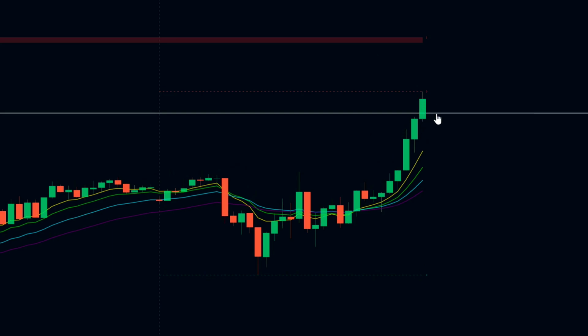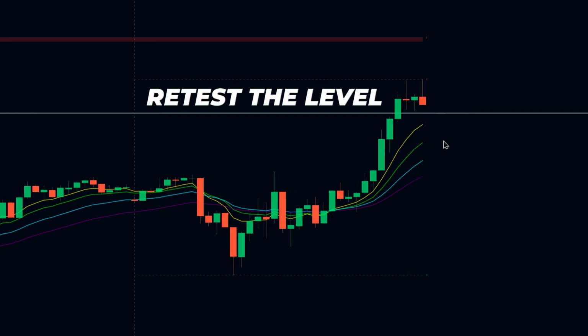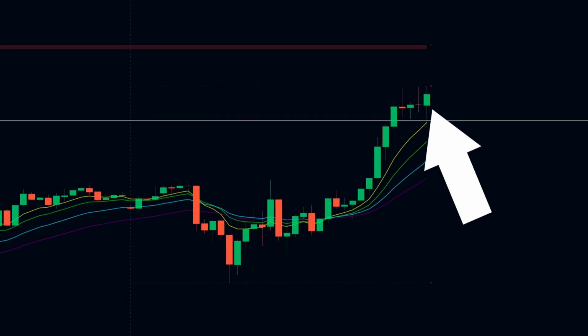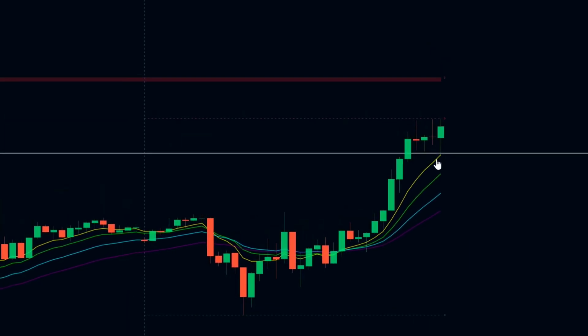But here's the critical part: you don't enter immediately. Instead, you wait for the price to retest the breakout level. This retest is crucial because it confirms that the level has flipped from resistance to support. Once you see the price touch the breakout level and bounce back up, often marked by a green candle, you can confidently enter your trade.